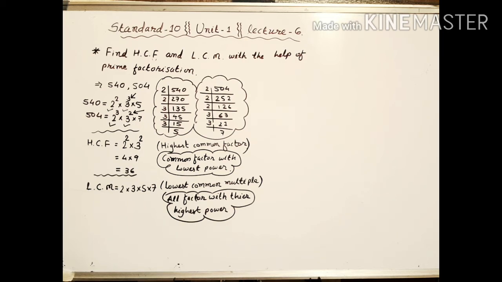But this time I will write the highest powers of 2 and 3. The highest power of 2 is 3, and the highest power of 3 is also 3. So I will write 2 to the power 3 and 3 to the power 3. By doing this, the value of the LCM will be 7560. That is the value of LCM.